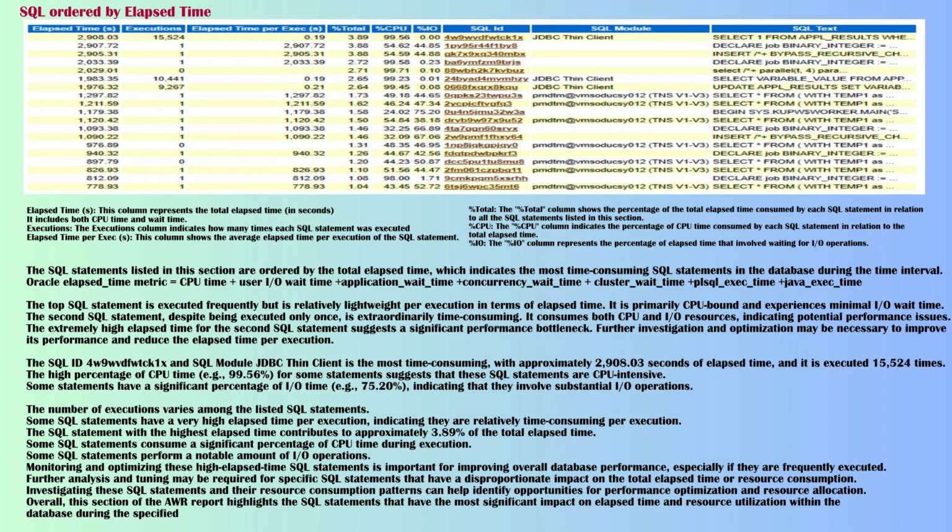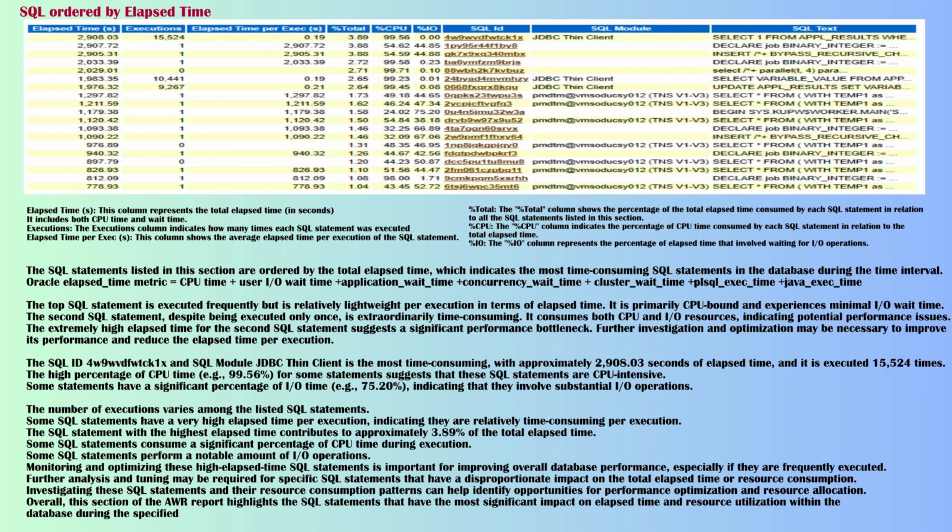The SQL statement with SQL ID W9WVDFWTCK1X and SQL module JDBC Thin Client is the most time-consuming, with approximately 2,908.03 seconds of elapsed time, and it is executed 15,524 times. The high percentage of CPU time, e.g., 99.56%, for some statements suggests that these SQL statements are CPU-intensive.